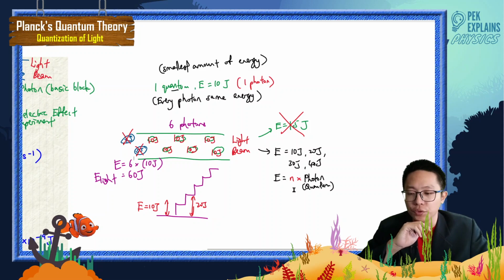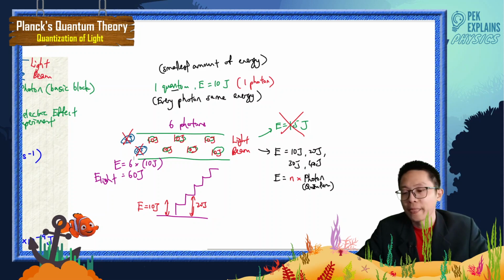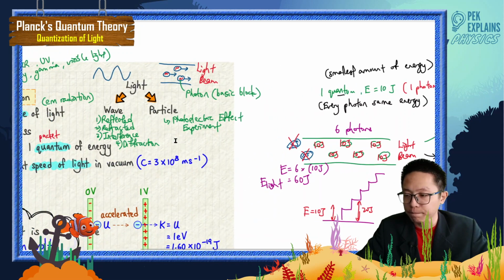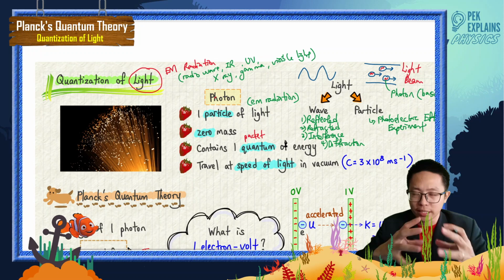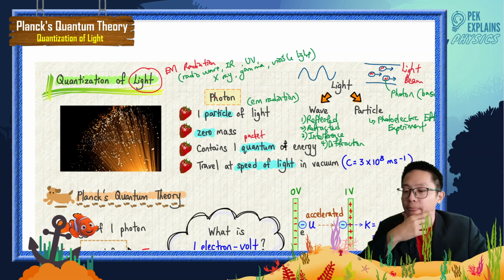So it's n times photons. What is the formula to calculate the energy of 1 photon more accurately? We will learn about that. So quantum is a packet of energy, just a packet of energy with a fixed amount for every photon.